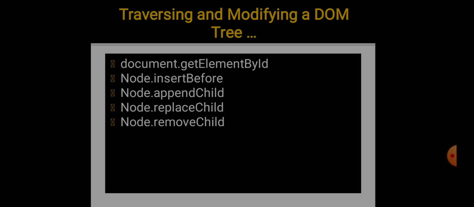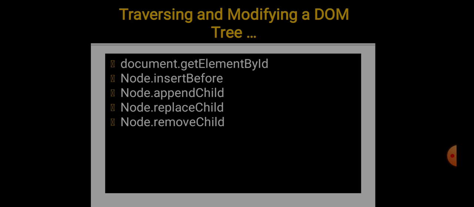Here the first and foremost thing is we need to find the element by using the function getElementById. There are lots of functions that we discussed in the last class. By using getElementById, we need to find the target element of our HTML file. Then we can use functions like node.insertBefore, node.appendChild, node.replaceChild and node.removeChild. These are the functions available in the DOM for modifying nodes.